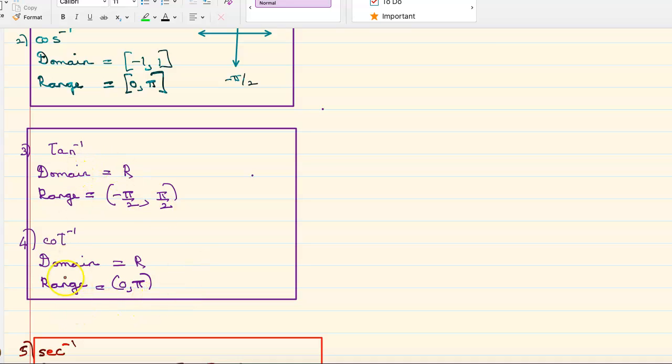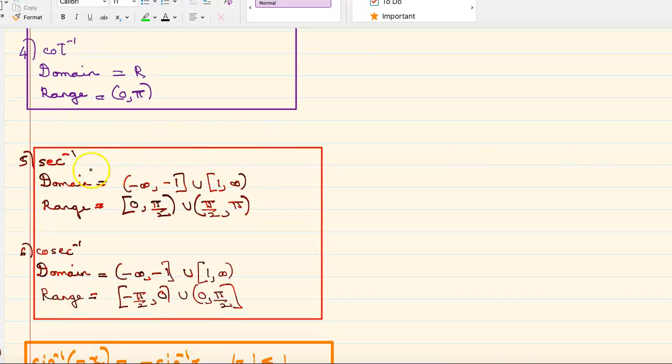So again the domain is the same for tan inverse and cot inverse. Only the range for tan inverse is minus pi by 2 to pi by 2, and for cot inverse it's 0 to pi. Then sec inverse, the domain is the open interval minus infinity to -1 closed at -1 union 1 to infinity. The range is 0 to pi by 2 union pi by 2 to pi, not including pi by 2. For cosec inverse, the domain is minus infinity to -1 union 1 to infinity, and the range is minus pi by 2 to 0 union 0 to pi by 2, not including 0.